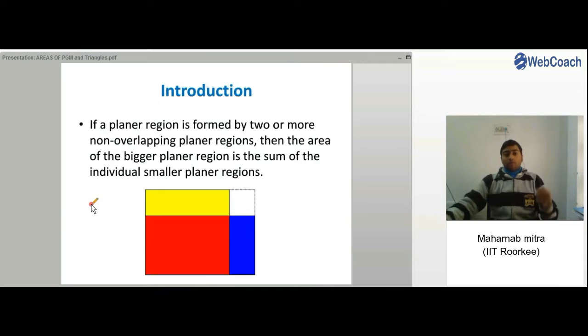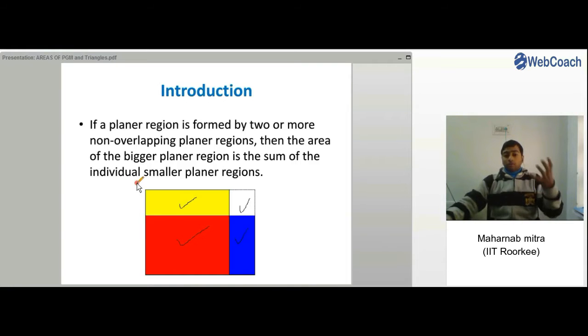And one more thing which we must know: if a planar region is formed by two or more non-overlapping planar regions, then the area of the bigger planar region is the sum of the individual smaller planar regions. Like here, a bigger planar region, which is the bigger square, is actually divided into smaller figures 1, 2, 3 and 4, right? It is divided into 4 quadrilaterals. Now the area of this big figure is actually the sum of the individual portions, right?